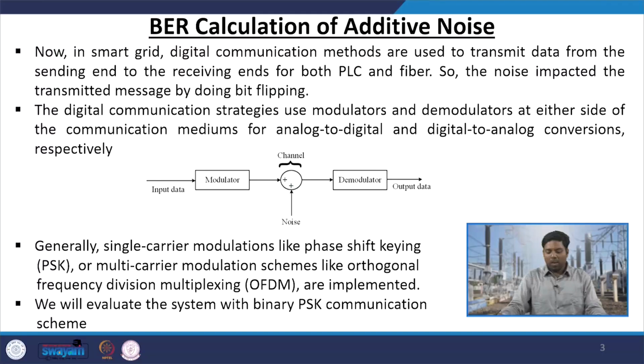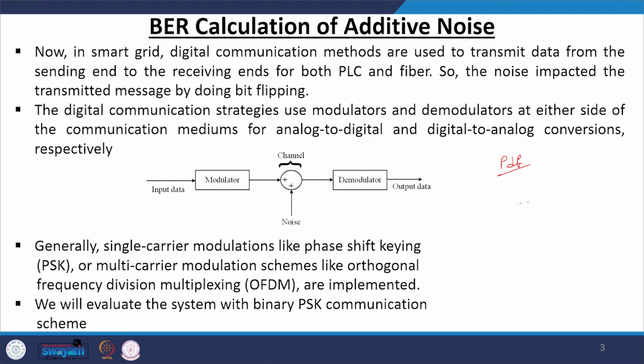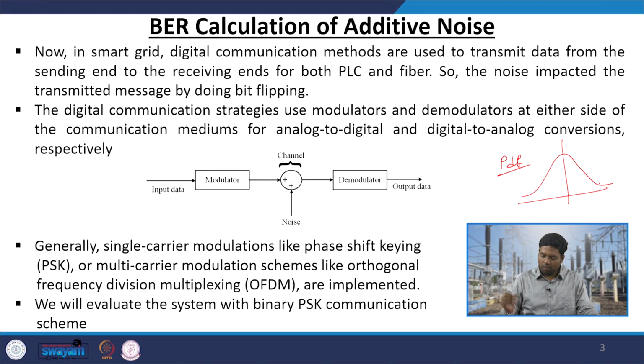So, we have started with the additive noise, but we have seen that the additive noise, how it has been modeled, is mostly of the analog type. We took a probability density function, that is a Gaussian distribution. That is a continuous function, but we have seen that in the smart grid, digital communication methods are mostly adapted to transmit the data. So, how will this be converted to a digital platform?